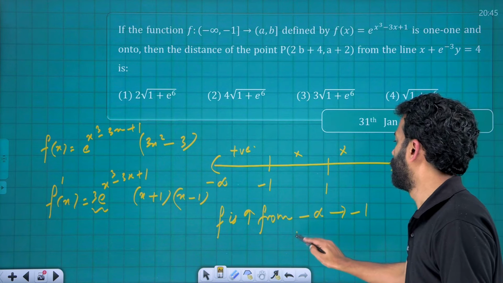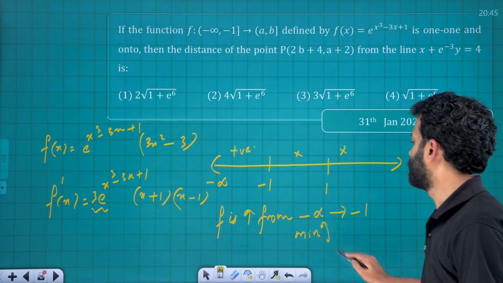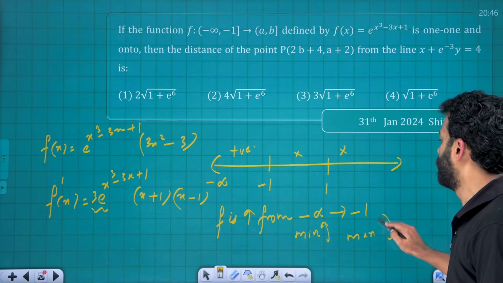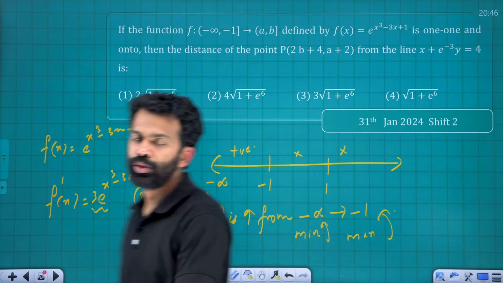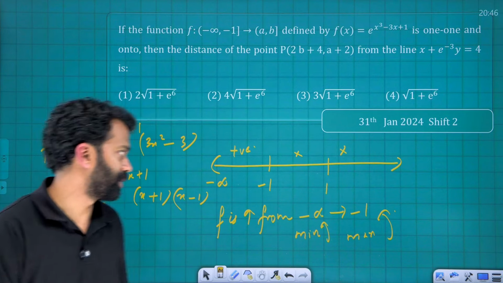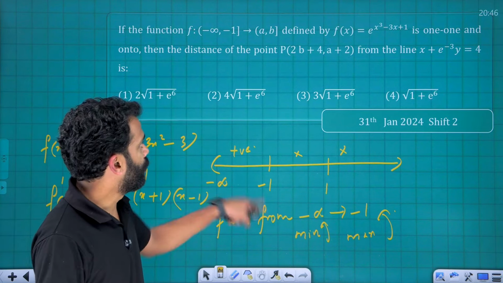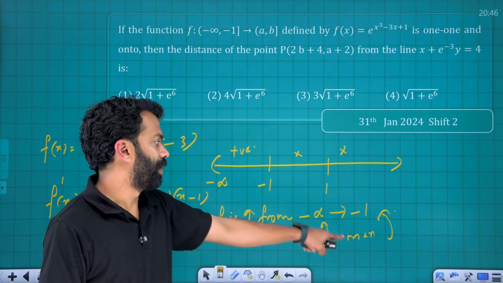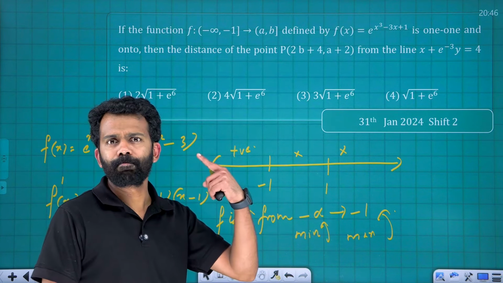So here the minimum value will be at minus infinity and the maximum value will be at minus 1. Told you before, so many questions based on this concept are being asked recently. So we need to find the minimum value and maximum value, that will be our range.